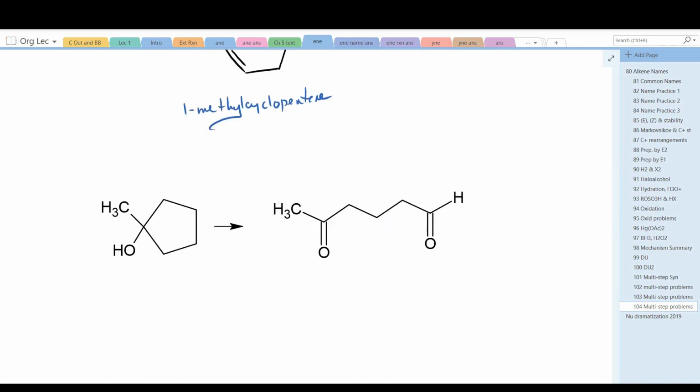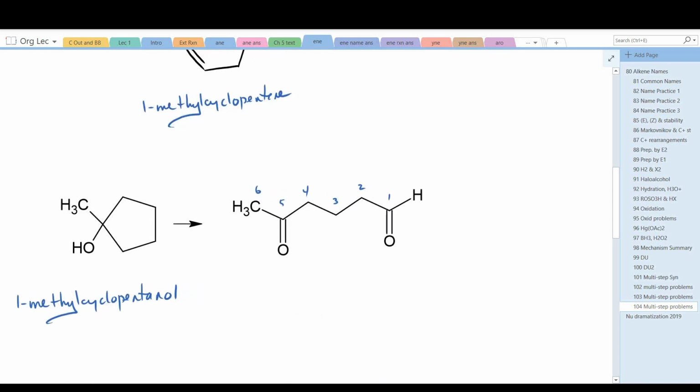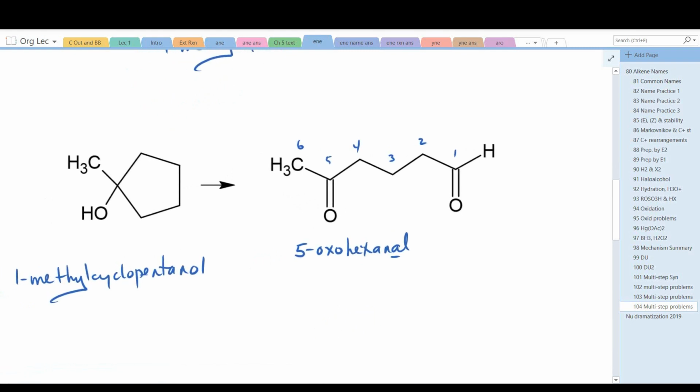Okay, here's the last one. This will be 1-methylcyclobutanol. And this monster here, 1, 2, 3, 4, 5, 6, you'll learn how to name these later. It's got a ketone group and an aldehyde. The aldehyde has precedence, so it's named as an aldehyde. It's going to be hexanal. And it has an oxo group on the 5th carbon. This is 5-oxohexanal, al for aldehyde. Don't worry about the nomenclature here.